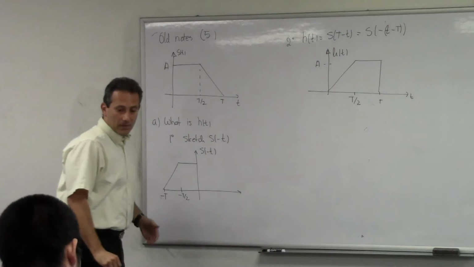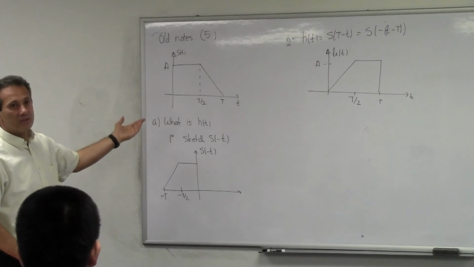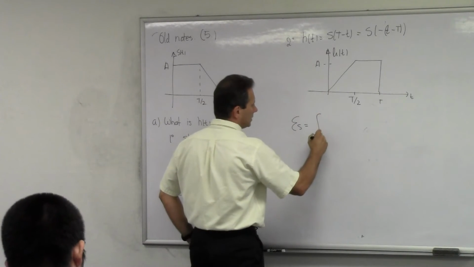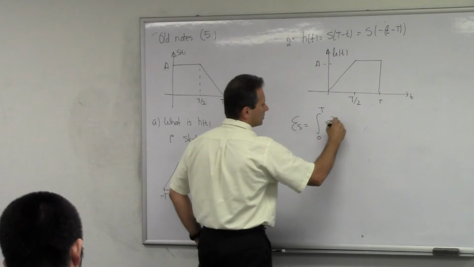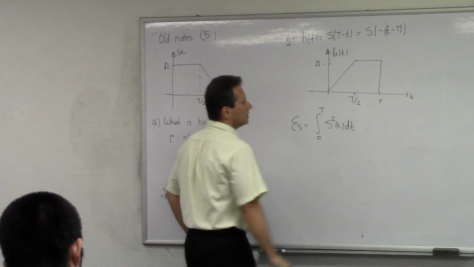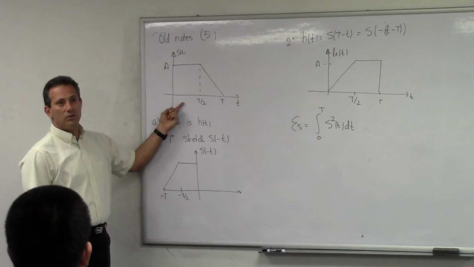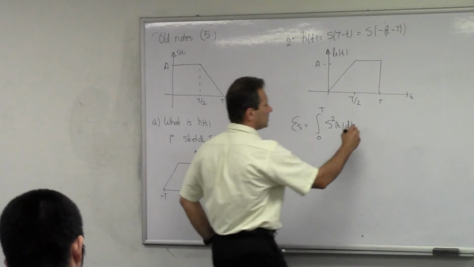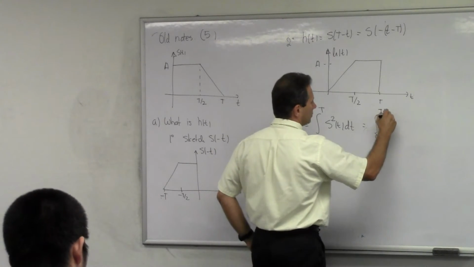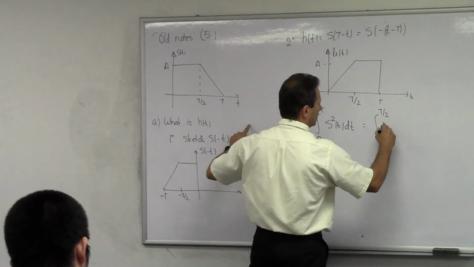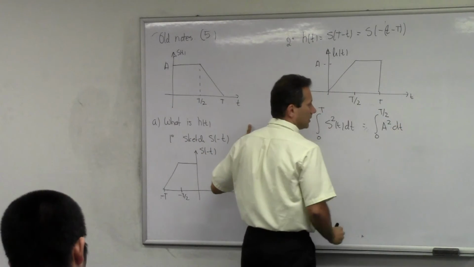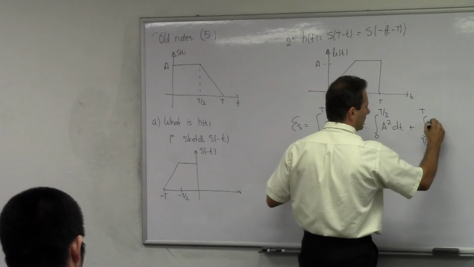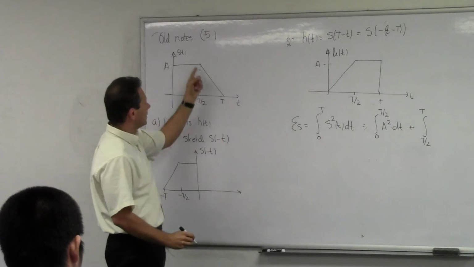Okay. Now, the question is, what is the energy of this signal? How would you calculate the energy? Well, the energy of the signal is always the integral from 0 to T of s squared of t dt. Now, in this case, we cannot really come up with a unique expression. You have to have two expressions. So this becomes an integral from 0 to T over 2 of A dt, but I have to square it, and then plus an integral from T over 2 to T. And now it's the tricky part. Now it's this one here.